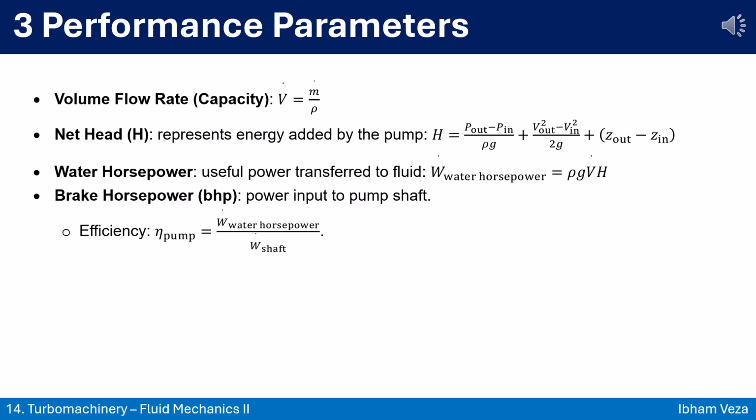Brake horsepower, on the other hand, is the energy input required to drive the pump shaft. This is usually measured at the motor and accounts for mechanical losses. Efficiency ties it all together. It is the ratio of the water horsepower to the brake horsepower. It reflects how much of the input energy actually ends up boosting the fluid's energy. A higher efficiency means less energy wasted and better performance. These parameters together define the real-world behavior of turbomachinery and guide engineers in selecting, sizing, and evaluating performance.